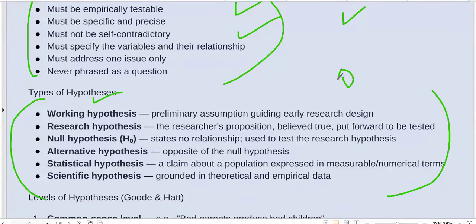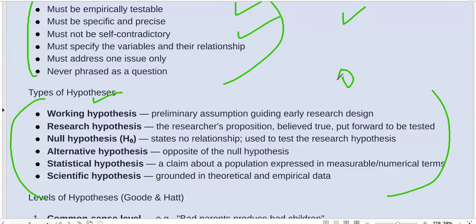Then the second type is research hypothesis. It is a researcher's proposition believed true and put forward to be tested. It is not part of the initial stage; it is part of the later research. When you have formulated everything, decided the variables, everything is done and dusted, and then you are going for actual research, before that it is done.